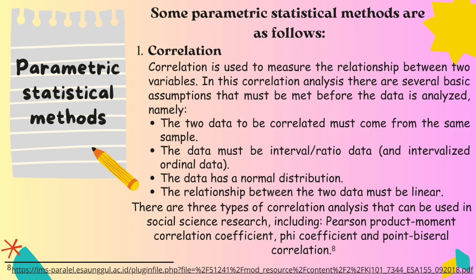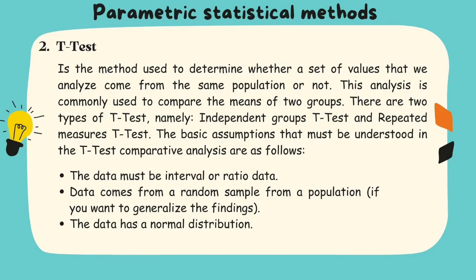There are three types of correlation analysis that can be used in social science research, including Pearson product moment correlation coefficient, phi coefficient, and point biserial correlation. Parametric statistical methods. Two, t-test is the method used to determine whether a set of values that we analyze come from the same population or not.